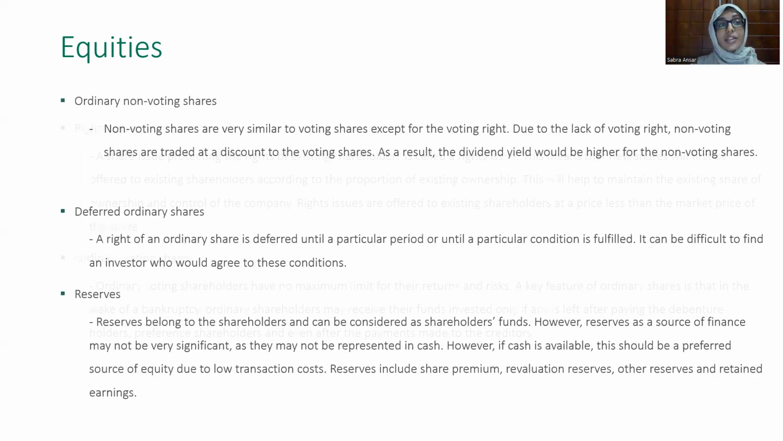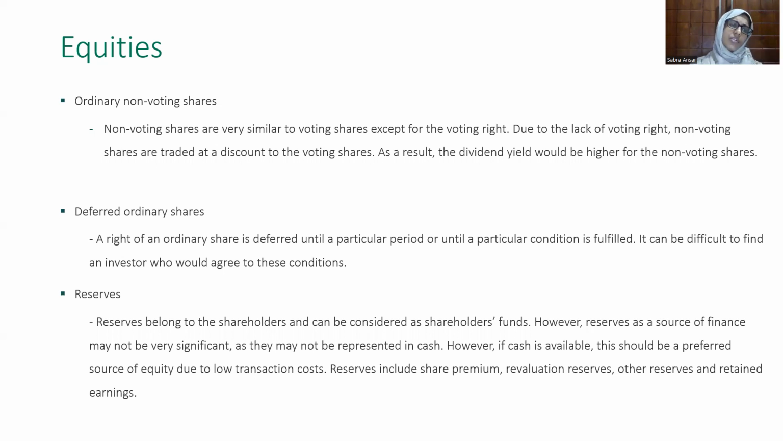There is another category called ordinary non-voting shares. Non-voting shares are similar to voting shares except for the voting rights. Due to this lack of voting rights, non-voting shares are traded at a discount to the voting shares. And generally, if you look at the dividend yield, obviously it would be higher for the non-voting share.